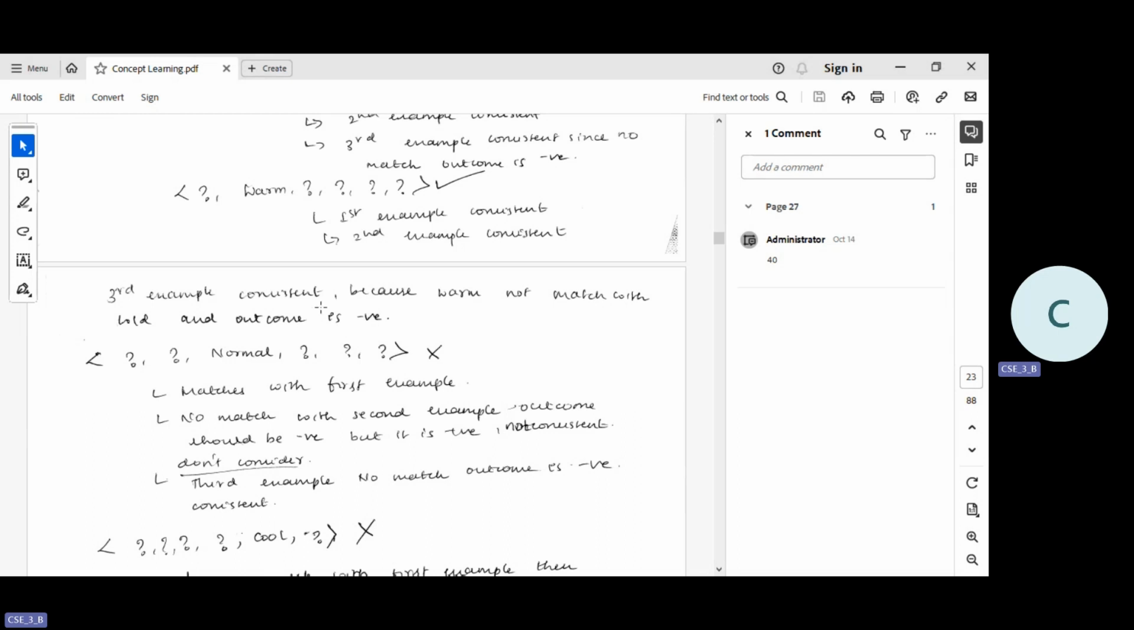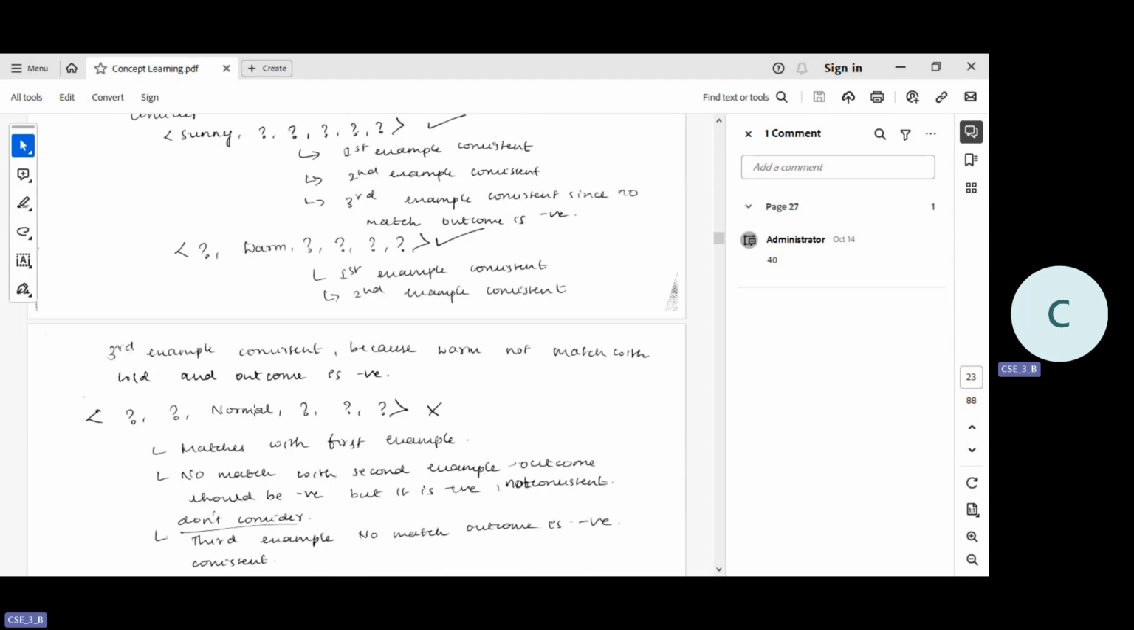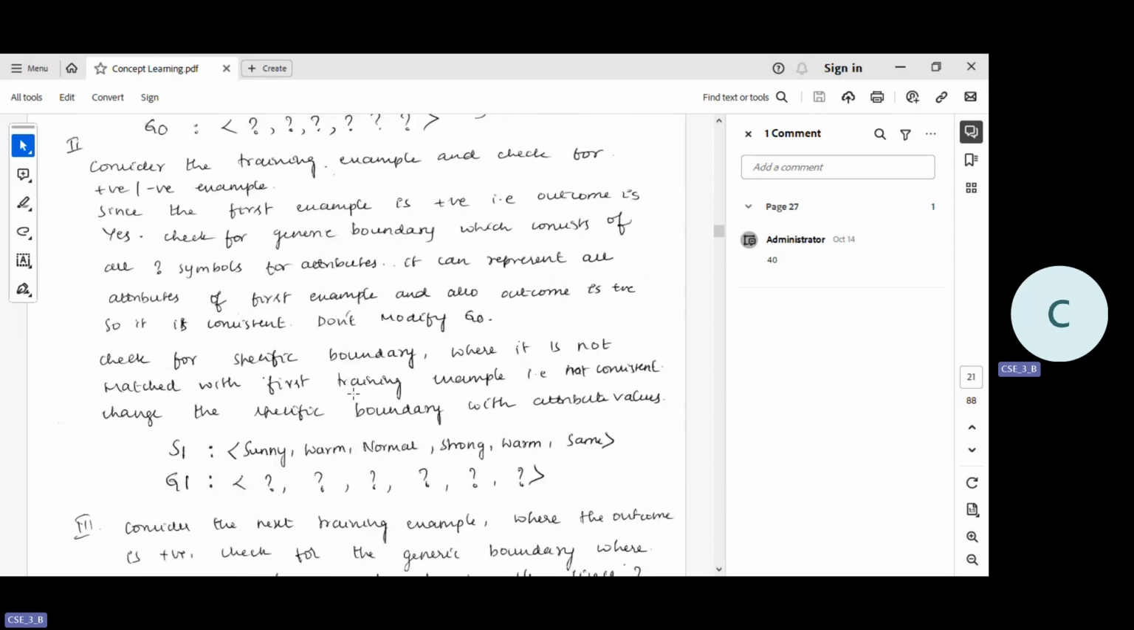So it is also consistent with the third example. So now we consider the third hypothesis, then question mark, and then normal, and all the remaining question marks. So now what we have to do? We go to the data set now, with the training examples.